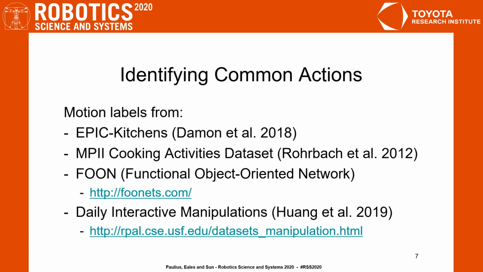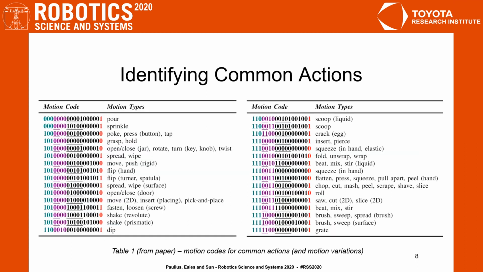In our work, we identified a list of common household actions across several datasets, including our lab's FOON and daily interactive manipulations datasets. We then defined motion codes for said household actions. Please take a closer look at our paper for further review.